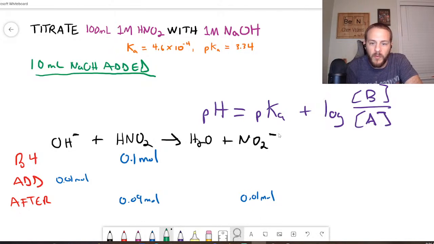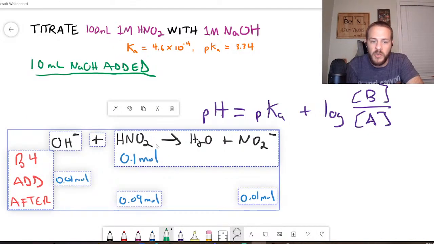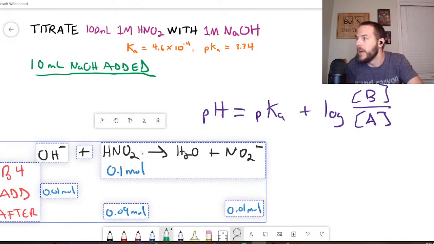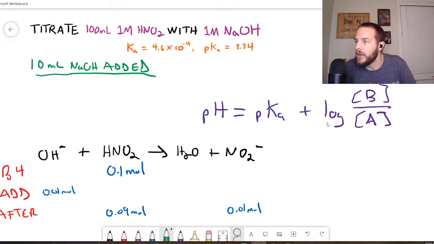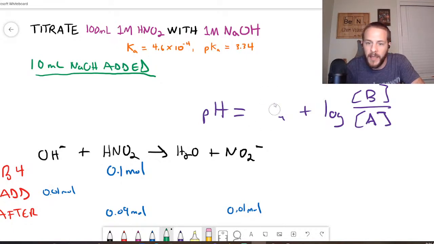That's the Henderson-Hasselbalch equation, and it can only be used when you have a buffer solution, a solution with significant amounts of a weak acid and its conjugate base. In this case, we do have such a solution, so we can use this formula to calculate the pH, right? So what's the pH going to be? Well, pKa, we know what that is. That was given by the problem. The pKa is 3.34, according to the problem.